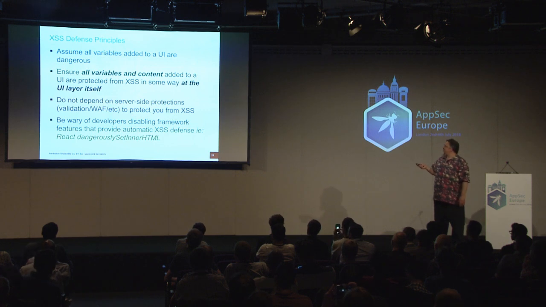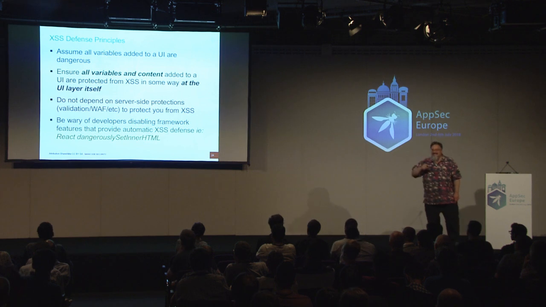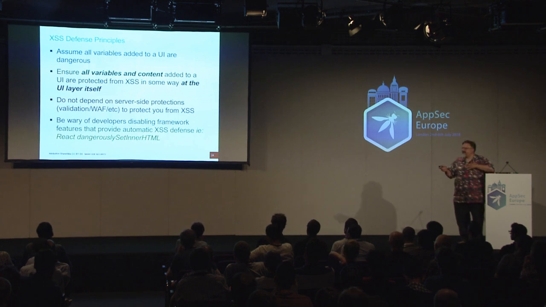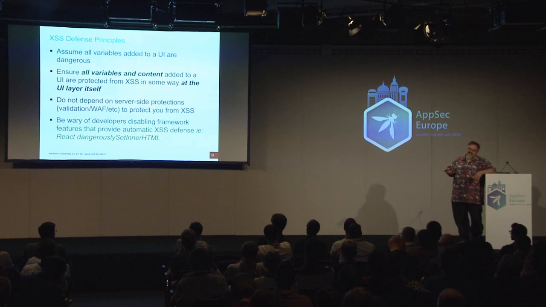Also, make sure that every variable and all content that's added is protected in the UI layer itself. We don't want to depend on things like validation or OWASP. Excuse me, that hurts to even say that word. Sorry. You can't depend on these compensating controls to save you. I think we should build user interfaces that are self-protecting.